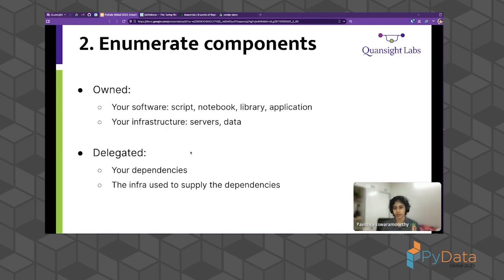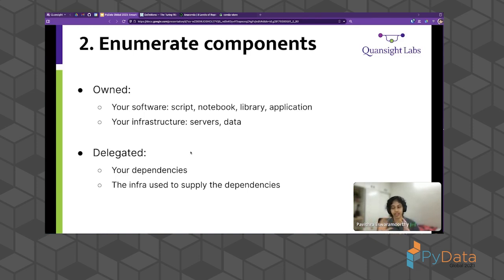Next is enumerate components. Once you have that definition, you can start looking at your software, your work, and find pieces that you need to look at, right? You can categorize them as things that you own. These are things you have control over, which usually includes your software itself, but also some data or your server. There are some things you will need to delegate out, like all the dependencies. I think you cannot realistically manage all the dependencies that your application needs, right? And at that level, you need to delegate that out to other maintainers in the ecosystem. Sometimes it's also your infrastructure that we delegate out.